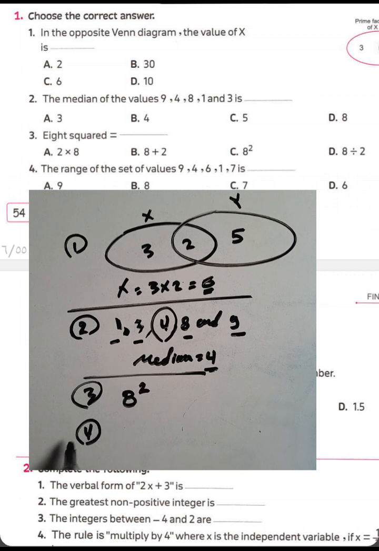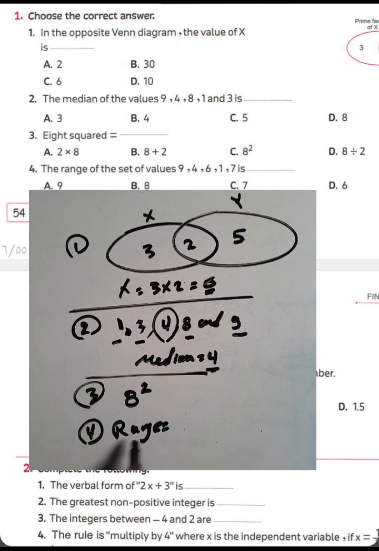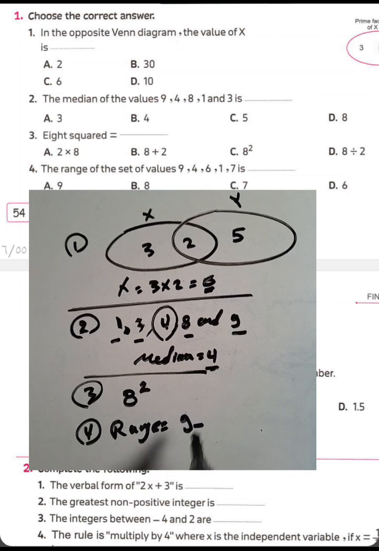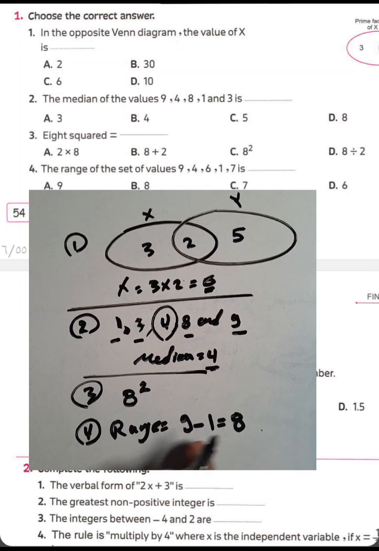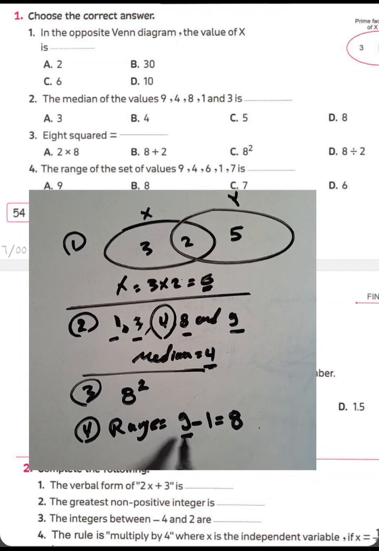Question number 4. The range of the values 9, 4, 6, 1, and 7 is what? We know the range is equal to the greatest number subtracted by the smallest number. For all values, the greatest number here is 9 and the smallest number is 1. Then 9 minus 1 equals 8. It is the difference between the greatest number and the smallest number, or the maximum subtracted by the minimum.